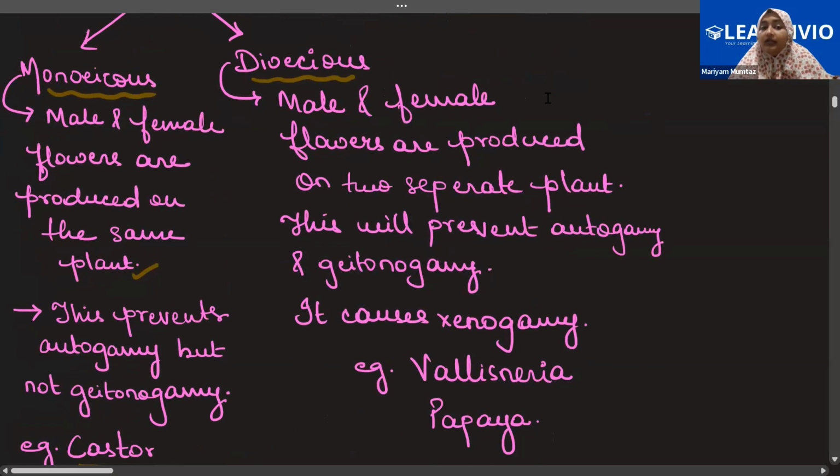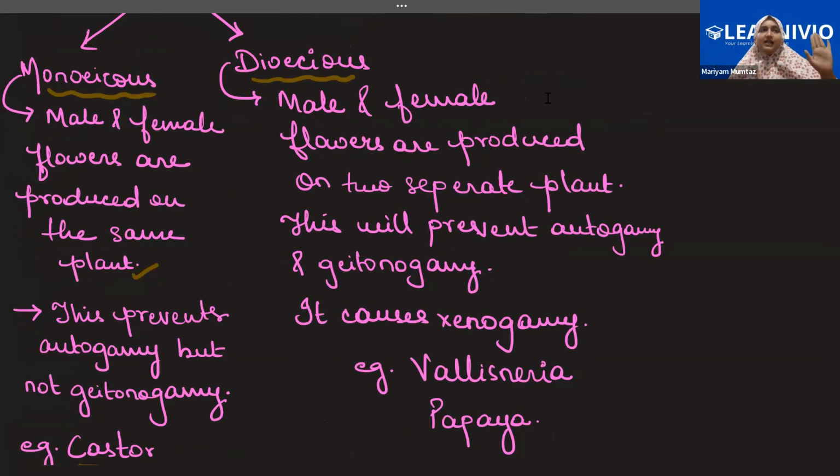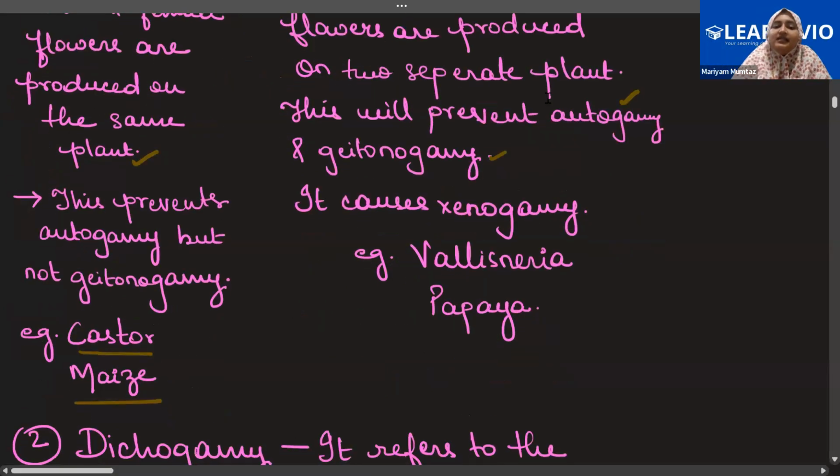Now talking about the dioecious, wherein the male and the female flowers are produced on two separate plants. One plant has the male part, one plant has the female part. Now this will prevent autogamy as well as geitonogamy. And what is the only way of pollination that can take place? That is xenogamy. Xenogamy means cross-pollination, right? And this takes place in the case of Vallisneria and papaya.